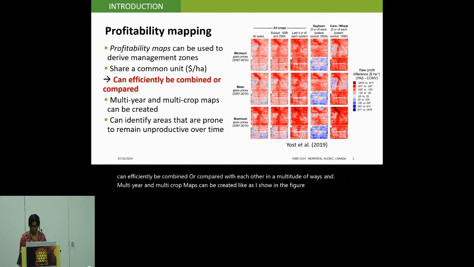So we can have a map that shows all the years of a specific field that was planted with soybean, or all the years where we planted corn, and combine these all to give a global overview of how the field performed in those circumstances. And another thing that we can use profitability maps for is to identify areas that are prone to remain unproductive over time.